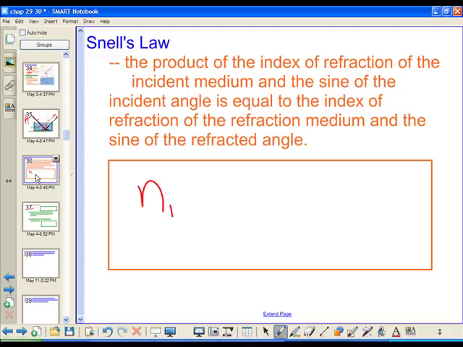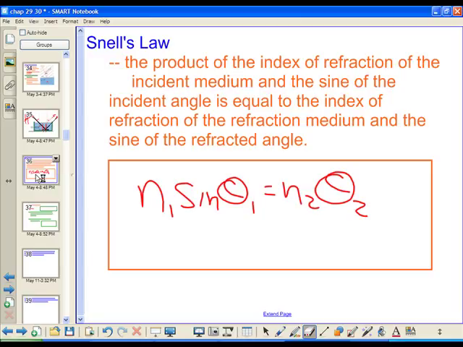Index of refraction n1 times the sine of theta 1, the incident angle, is equal to n2, which is that other index of refraction, times the sine of theta 2. Now, we're going to go more in depth on what n is in the next slide. So you guys copy this down. But this is the law, Snell's law.